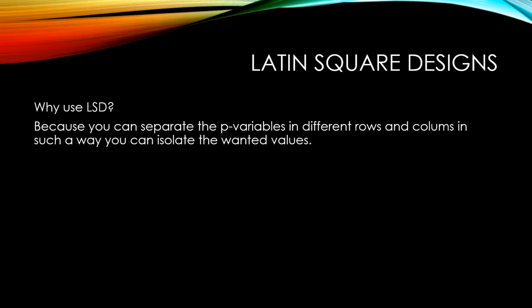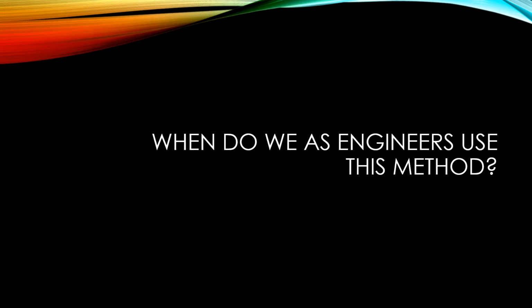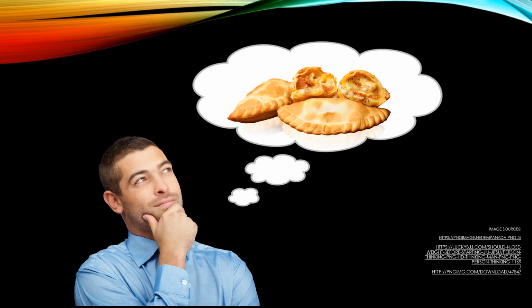Why use the Latin square design? Because you can separate the p-values in different rows and columns in such a way that you can isolate the wanted values. This makes it a very useful tool for researchers because of the way it lets them study variables while isolating. When do we as engineers use this method?